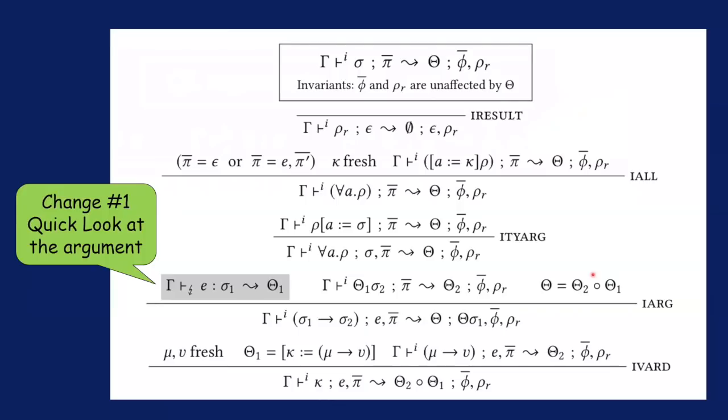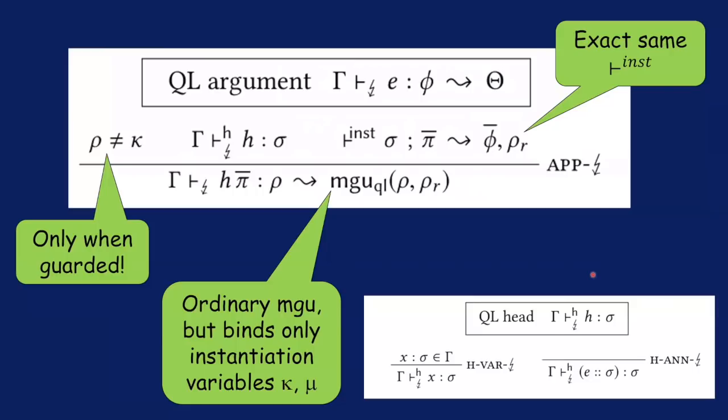It has this auxiliary judgment, this lightning bolt thing. And what does it do? It looks at the argument application, h pi, and uses the same int judgment recursively, and then takes an ordinary most general unifier to do the quick look matching. And so it's extremely simple. I'm really showing you everything here. There's the auxiliary judgment for quick looking at the head. I'm showing you that too.